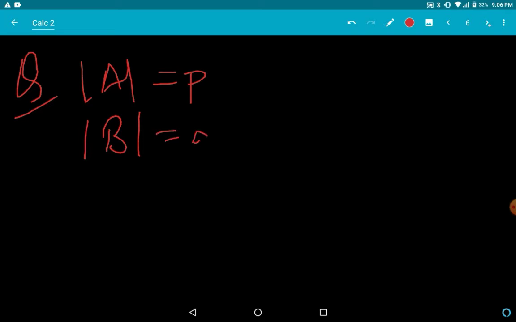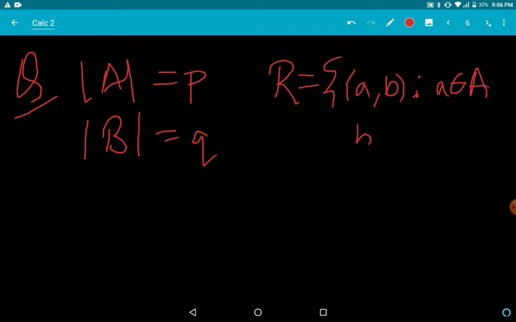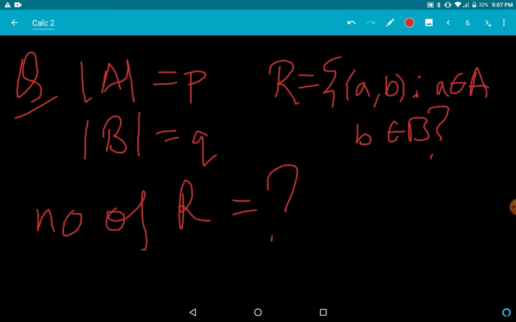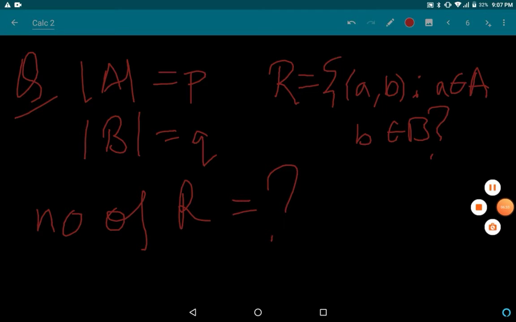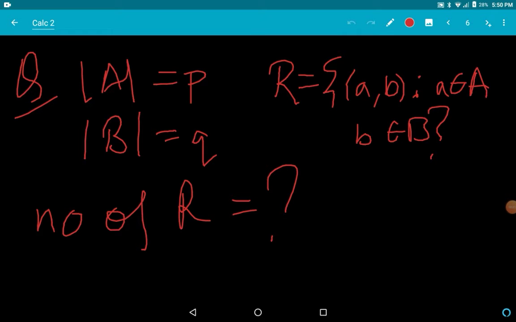So now let's do one problem. If the cardinality of the set A is P, and the cardinality of the set B is Q, now you have to tell how many relations exist with such a condition, (a, b) such that a belongs to A, b belongs to B. So what is the number of such R's? Tell me, think about it. 1, 2, 3, 4. So we were doing this problem, okay.